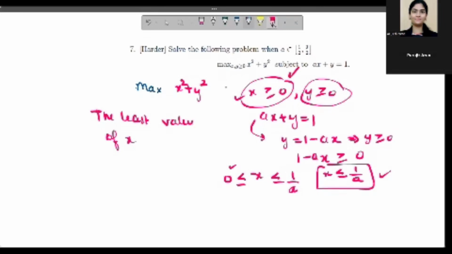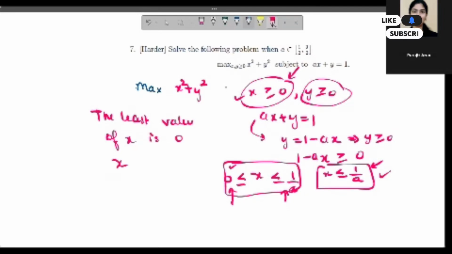I have combined these two inequalities. So this is what I've got. The least value of x is 0 and the maximum value is 1 by a, right? So the limit which I got for x is 0 to 1 by a.